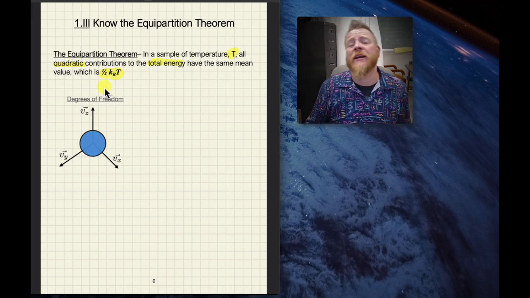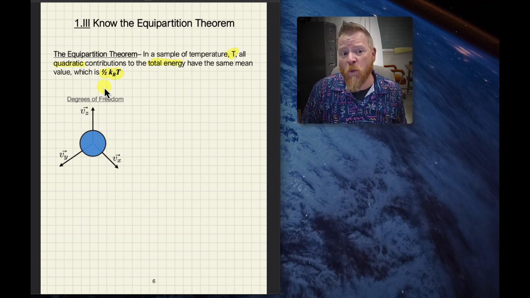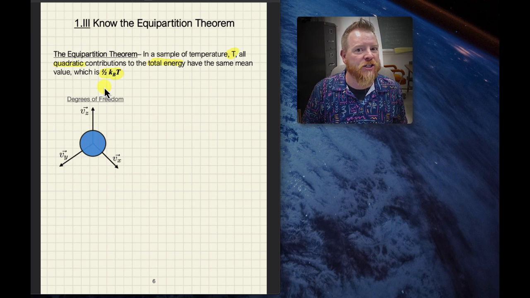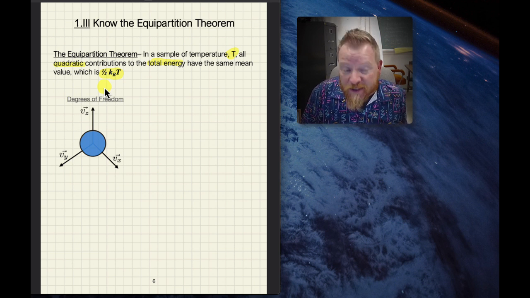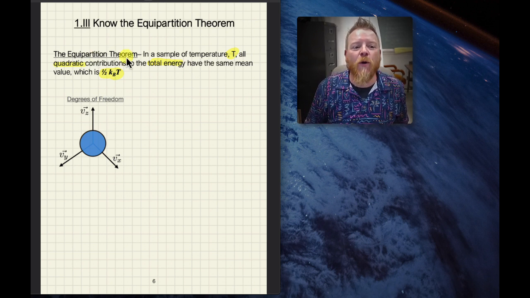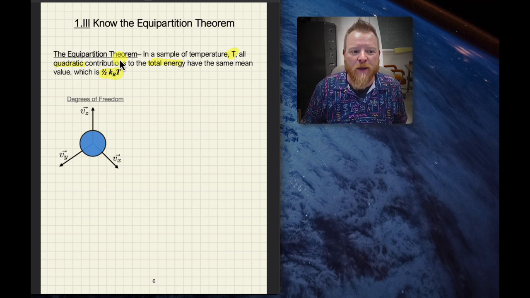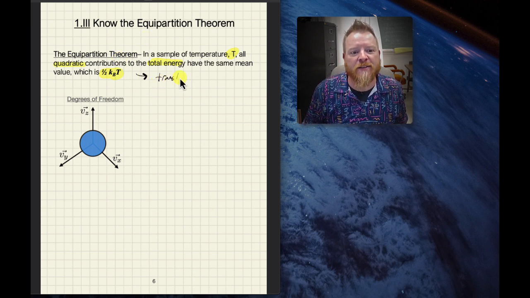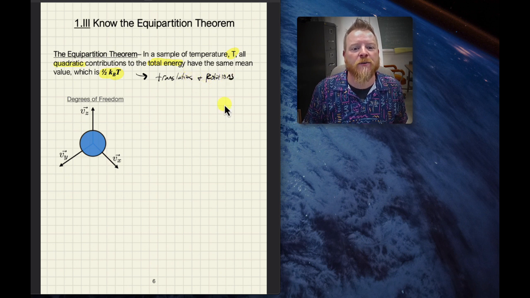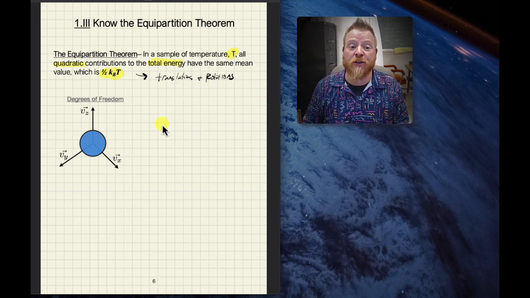So what does all of this mean? Well, as we shall see in the coming videos, we can come up with rather complex ways of calculating what the population of a certain state is based on its temperature. And that's not a simple calculation. However, the equipartition theorem gives us a shortcut, a quicker way of assessing what the population of, and as we shall see specifically, translations and rotations.